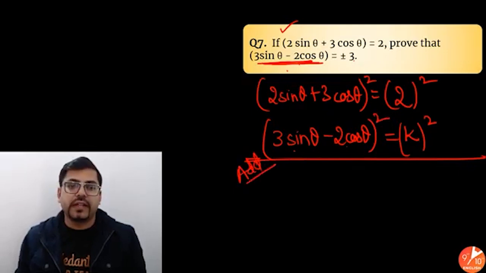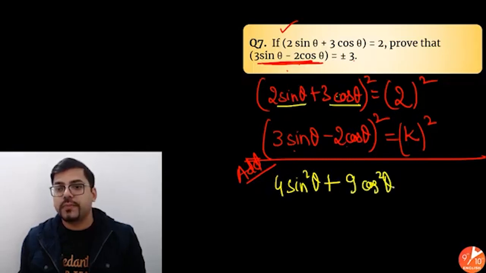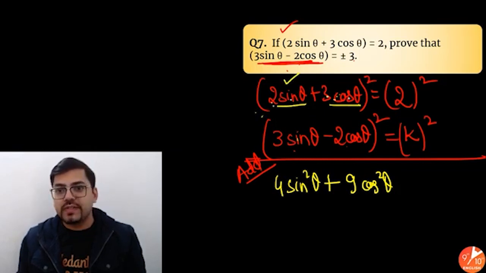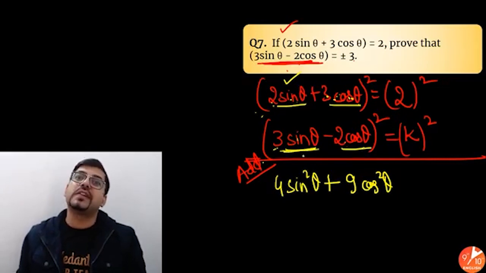So what benefit will it give me? I hope you are understanding that this is a plus b whole square. So this is a square, which is 4 sine square theta, plus this is b square, that is 9 cos square theta. Apart from that, we will have plus 2ab, which gives 2 into 2 into 3, that is 12 sine cos. And here also I'll get minus 2ab, 2 into 3 into 2, so here I'll get minus 12 sine cos.